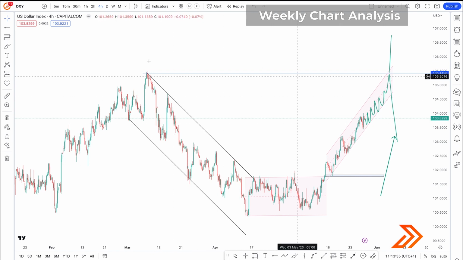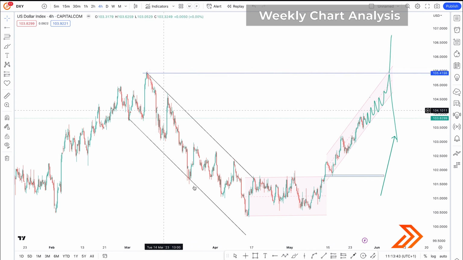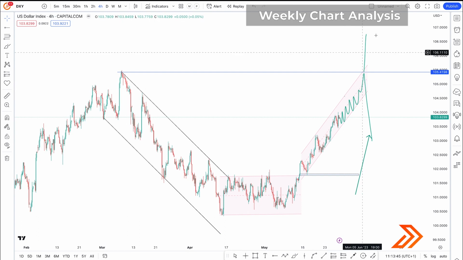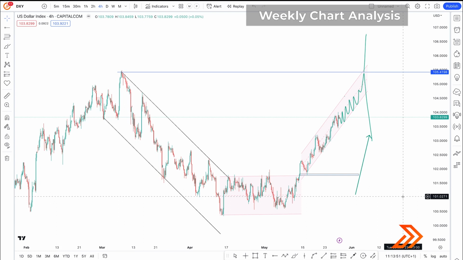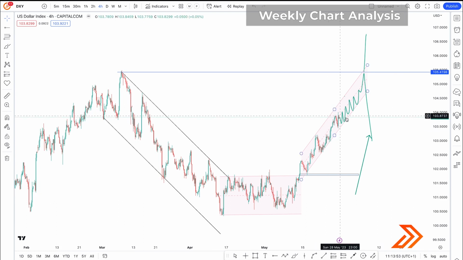Which is this resistance zone that we have here. So I'm expecting price to go back up to retest this resistance zone. Then we could start looking for, okay, is price going to continue to go bullish, or is price going to come back down? That is a topic for another time. But for now, this is what we should be expecting to see in terms of the next couple of weeks of movement on the DXY in this box.